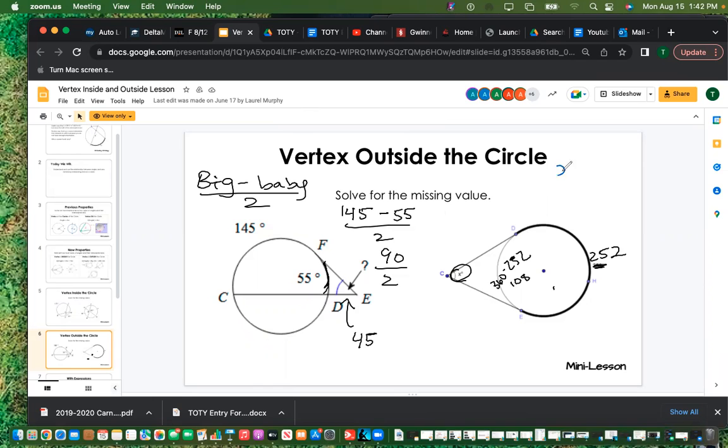Okay, 252. So that's the big arc minus the baby arc, which was 108. We're going to divide by 2. What'd you get? 144? 72? I got two different things. So 252 minus 108 is what? 144. And then we divide it by 2, and that's going to give us 72.